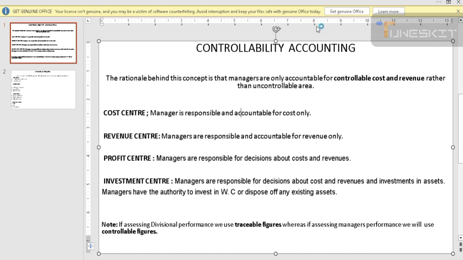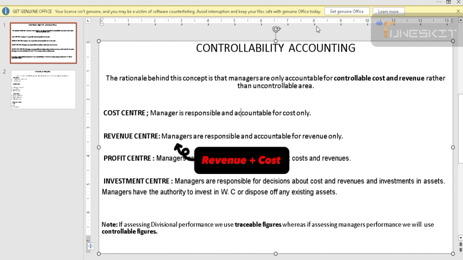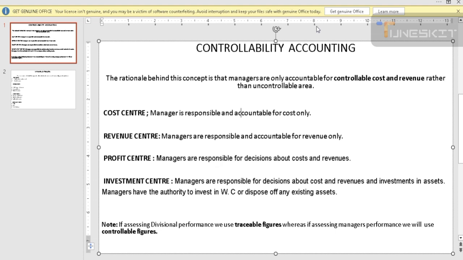And profit center. It's highly important to recognize that profit center managers are responsible for both revenue and cost. As a good manager, if you want to increase your profit, you must recognize that you must also decrease the operating expenses of your business. So minimization of cost and maximization of revenue or profit is the responsibility of profit center managers.